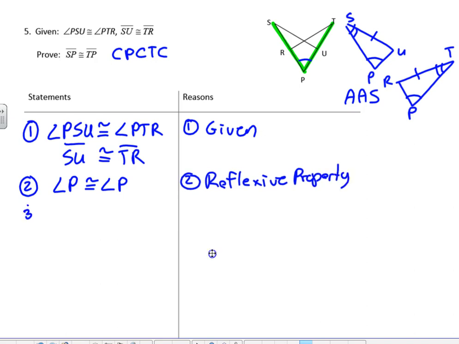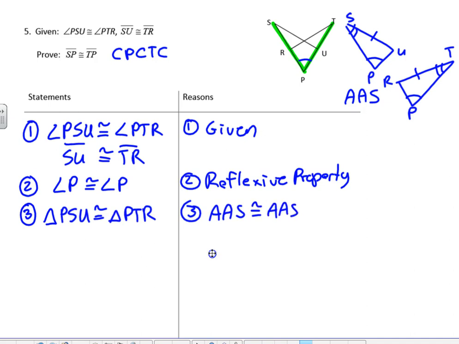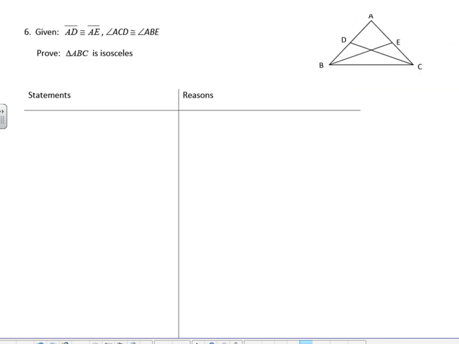And then the last part of this is that we have the triangles. Well, excuse me, not the last part. We could say triangle PSU is congruent to triangle PTR. And the reason for that would be angle, angle, side congruent to angle, angle, side. And then as a result of that, we could say that side SP is congruent to side TP because corresponding parts of congruent triangles are congruent. Okay. So moving on.